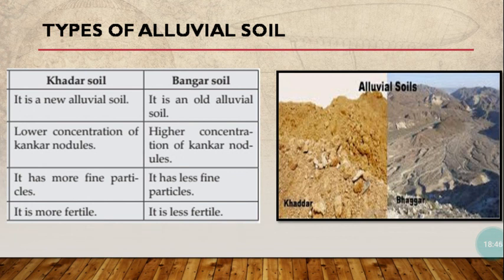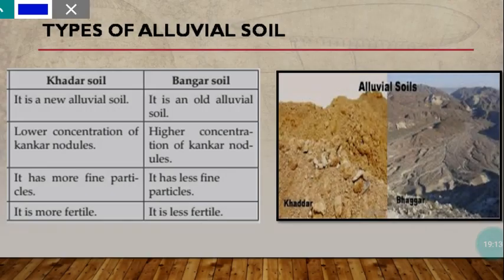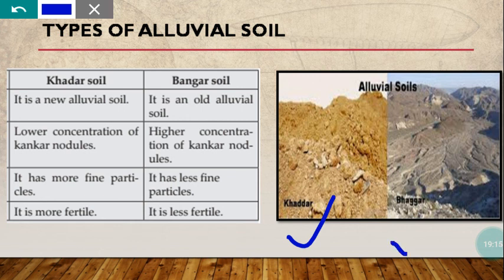First of all, khadar soil. It is a new alluvial soil as per the time period. Means whenever year after year new alluvial soils are formed, the new layer is known as khadar. And the old alluvial soil which is under the new alluvial soil is known as bhangar. You can also see the picture. This is khadar, this is bhangar.